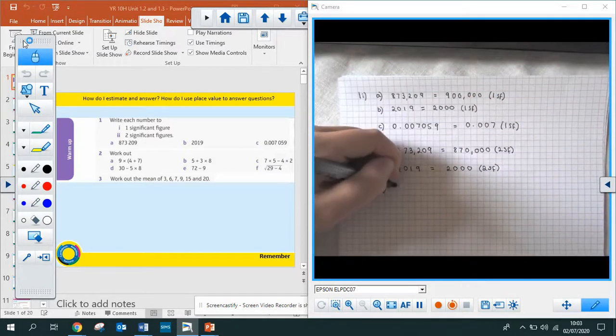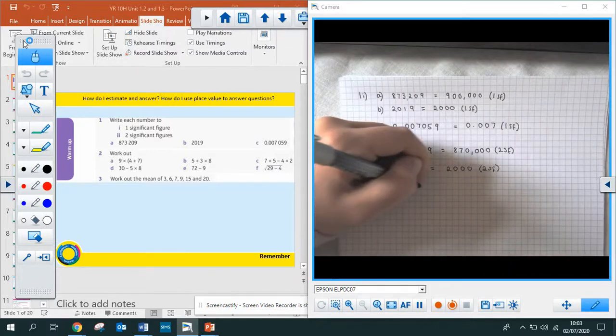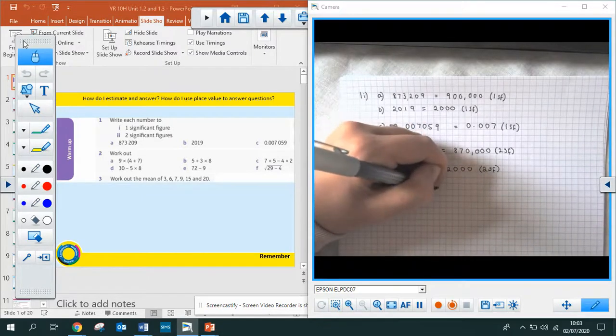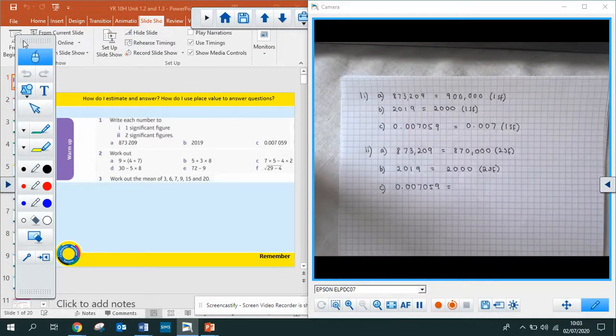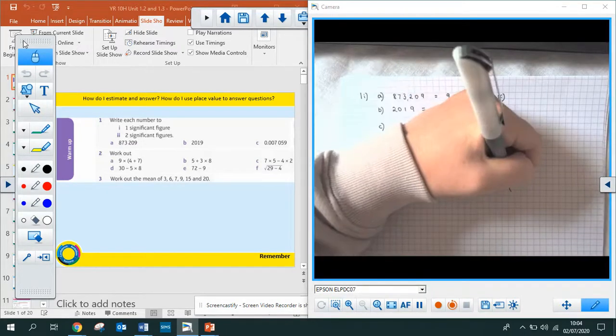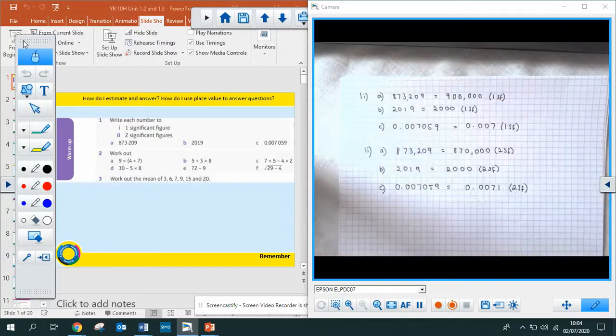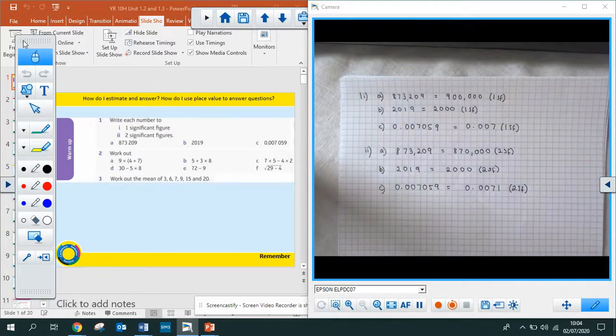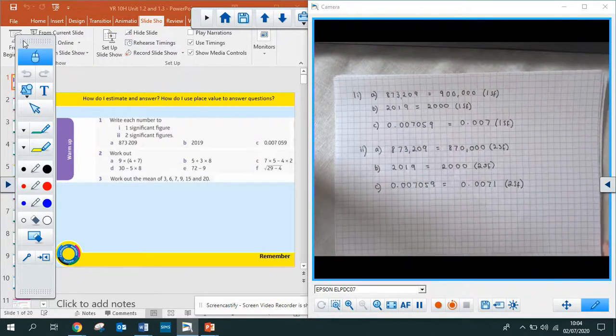And part C, we've got the 0.007059. We want to round to 2 significant figures. Start counting from the first non-zero. 7 is my first non-zero, so I do 1, 2. Look at the number next to it, it's 5 or more, therefore it's going to round my 0 up to 1. And my answer will be 0.0071 to 2 significant figures. Okay? Well done if you got those.